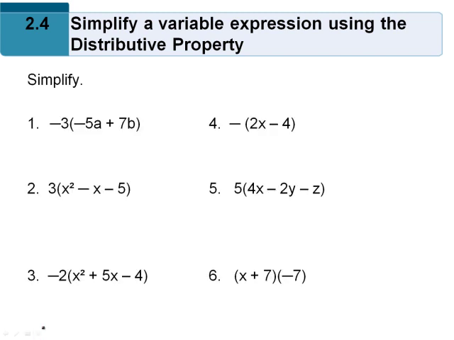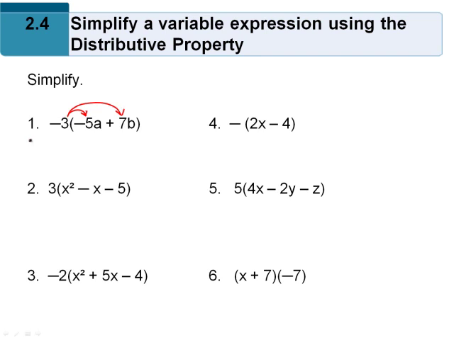So here's some examples, and the directions are just going to say simplify. So what you want to do is, remember your order of operations tells you to start in the parentheses. But if we look at negative 5a plus 7b, you can't combine those. They're not like terms. So we look right outside, there's a negative 3 there. So we're going to multiply that negative 3 times both of those terms.